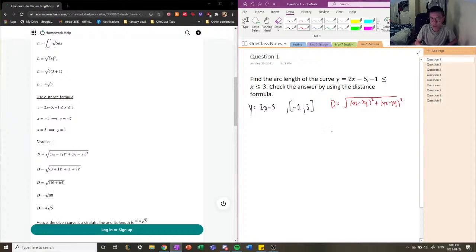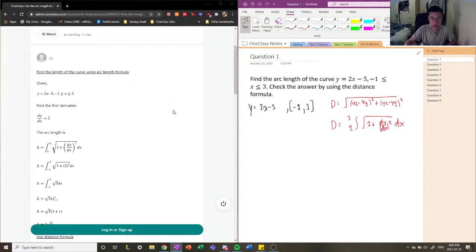And using the arc length formula gives us the length of a curve by calculating the definite integral from -1 to 3 of the square root of 1 plus the derivative of our function squared. Okay, so we're going to use the arc length formula and the distance formula to calculate the length of the curve, and if these two are right, then we can verify that the arc length formula is indeed working or is correct. Okay, so the first thing that we want to do here is to find the derivative of our function, which is our curve, which is 2x minus 5.